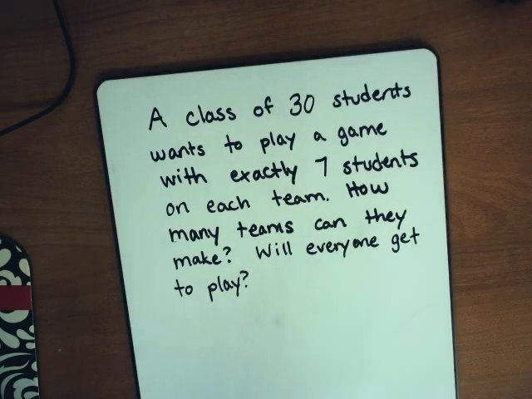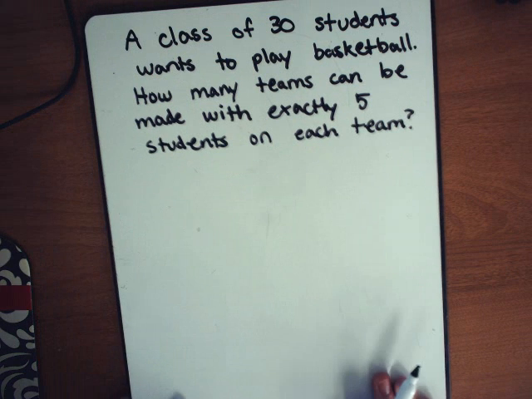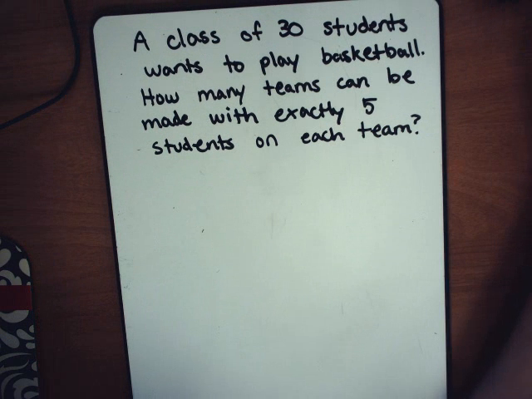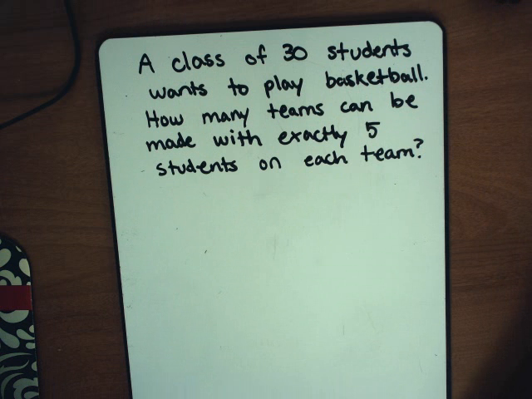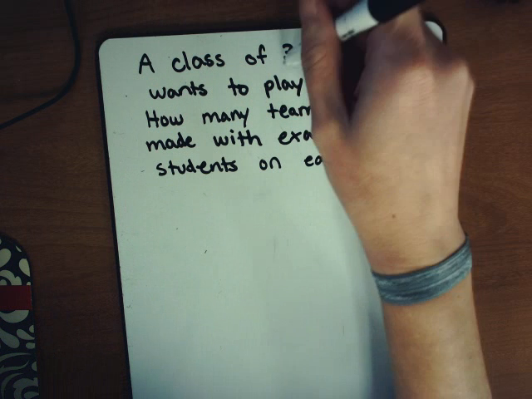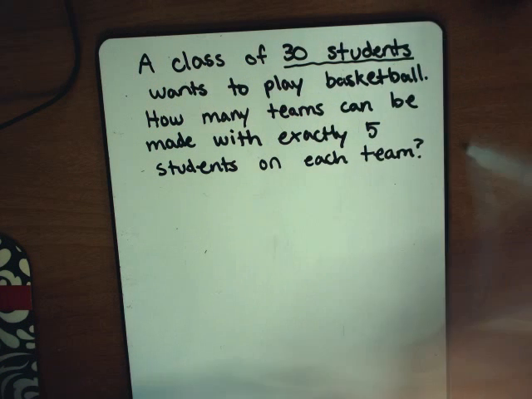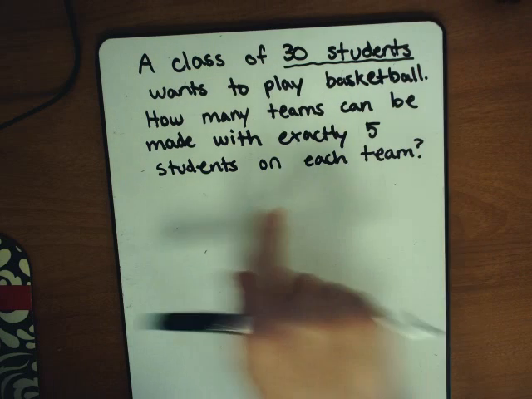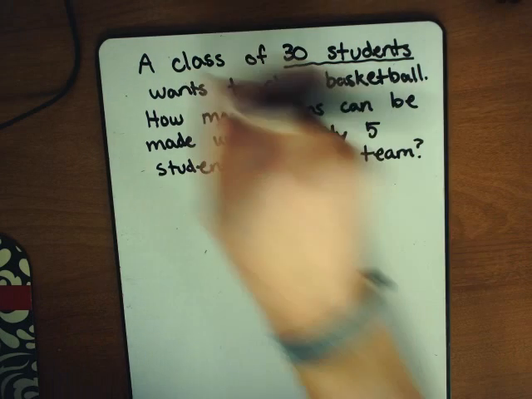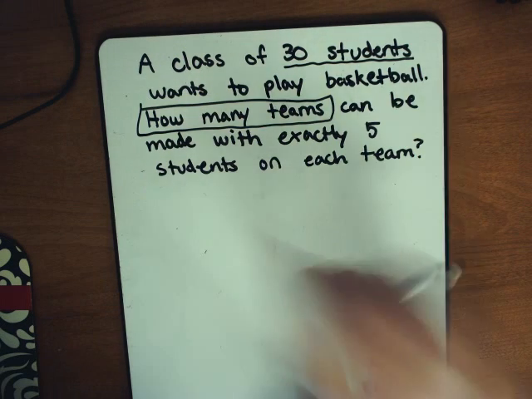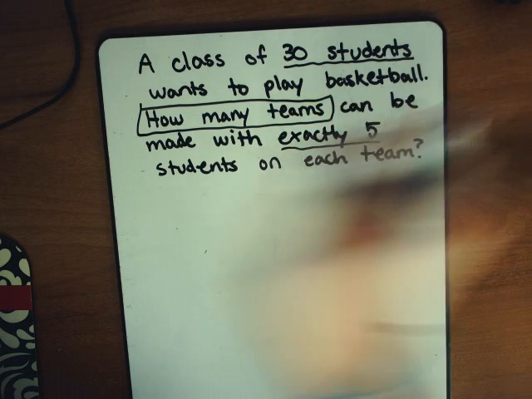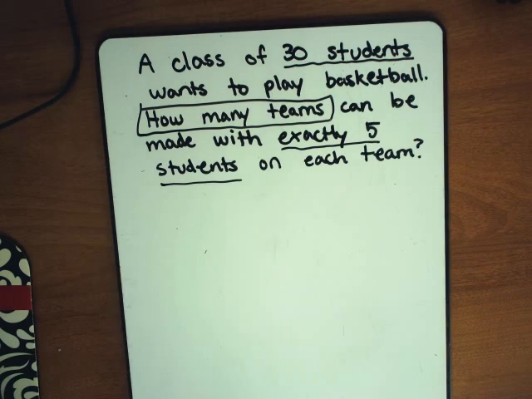Okay, so this time I'm going to do this one. A class of 30 students wants to play basketball. How many teams can be made with exactly 5 students on each team? Okay, so I want you to go ahead and think about what is the important information I should underline. So the class of 30 students, it's important for us to know how many students are going to be on each team, right? So how many teams can be made? So we're looking for the number of teams right here. Each team is going to have exactly 5 students. So now I've underlined and really made sense of that problem.